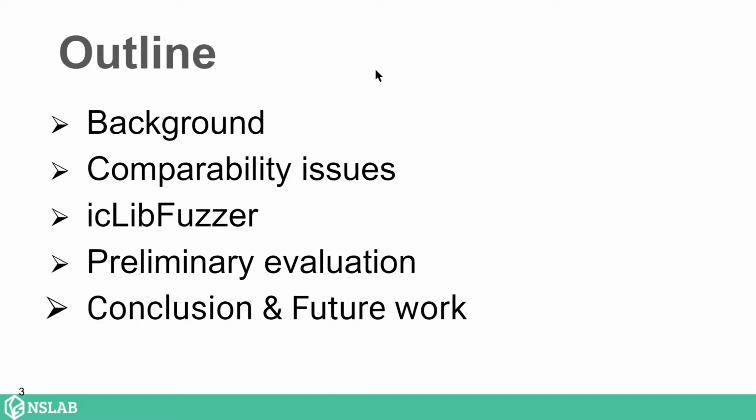Here is our outline. We will first give some introduction and background on fuzzing and libFuzzer. Then we will mention some comparability issues of libFuzzer when comparing it with other fuzzers. After that, we will present our solution, icLibFuzzer, with its implementation details and preliminary evaluation results. At the end, we will give our conclusion and future work. First, let's give some introduction on fuzzing.